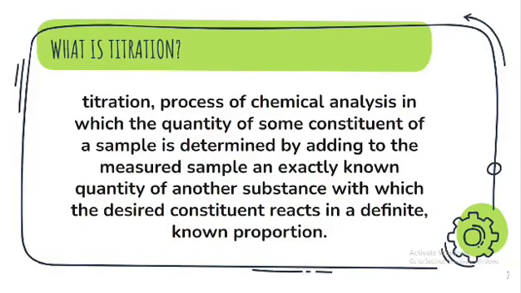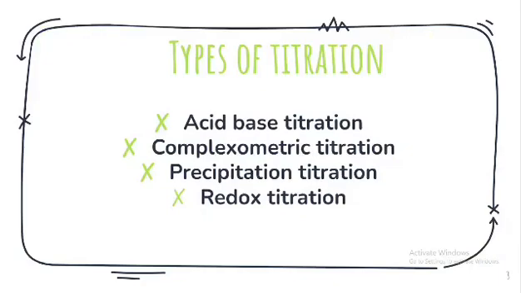Titration is the process of chemical analysis in which the quantity of some constituent of a sample is determined by adding to the measured sample an exactly known quantity of another substance with which the desired constituent reacts in a definite known proportion. So these are the types of titration.